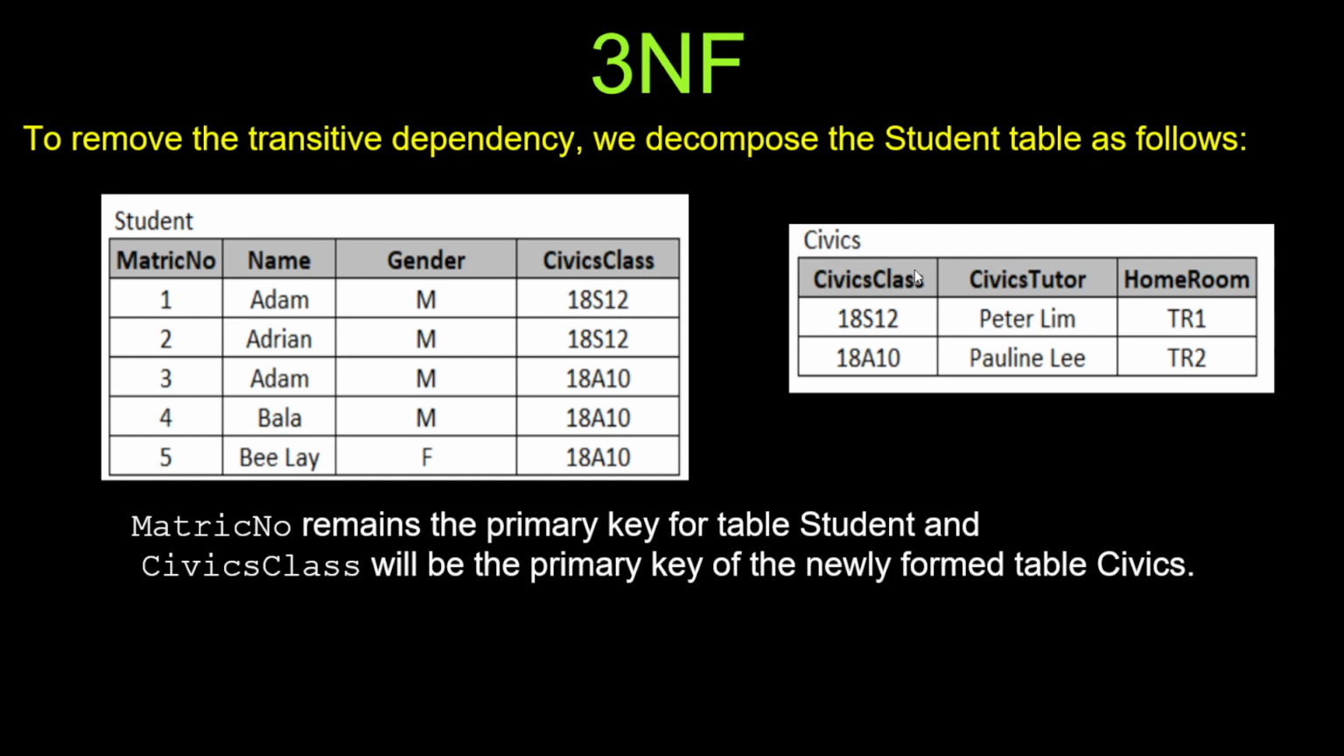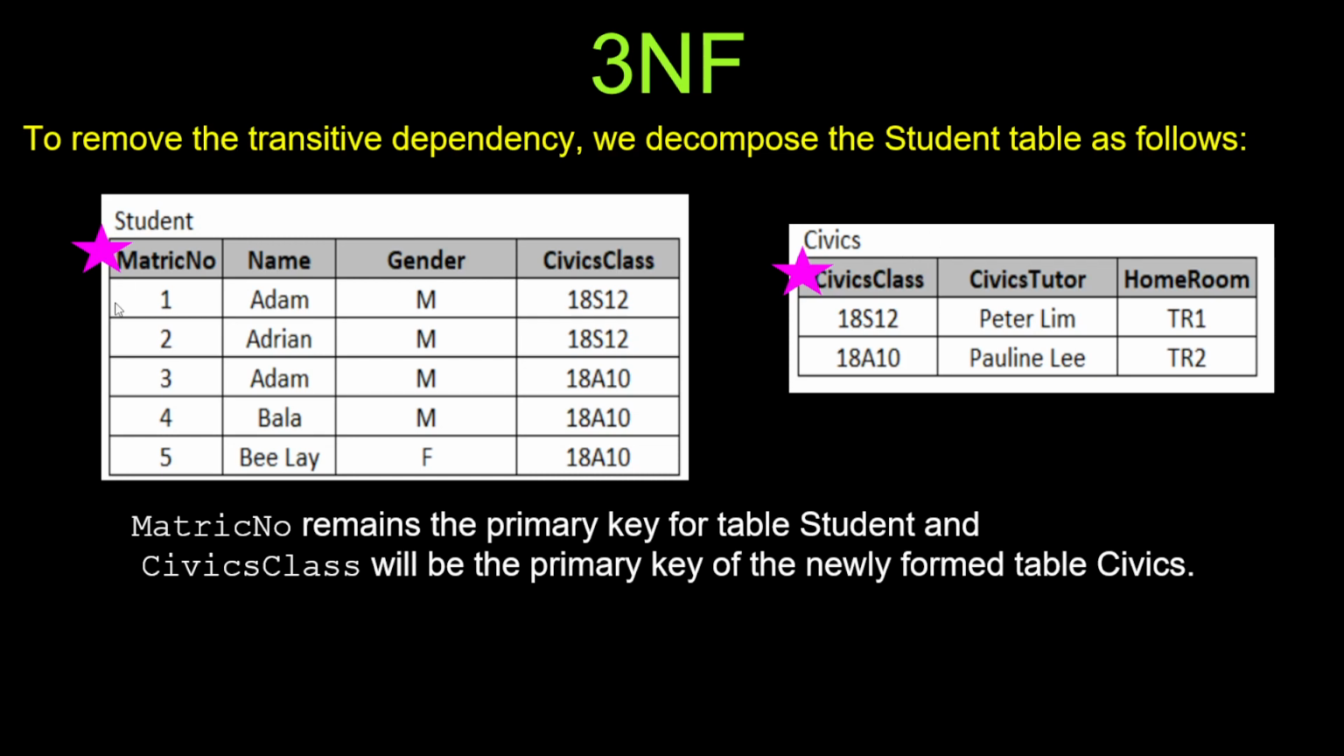Okay, so then let's see which are our primary keys. I think these are quite straightforward. And you can see that here, there's an example of a foreign key as well. If you look carefully, in this case, the civics class is the primary key of the civics table. Civics class also exists in the student table. So civics class is a foreign key in the student table because it's a primary key of the civics table.